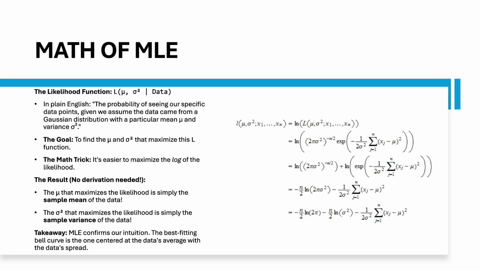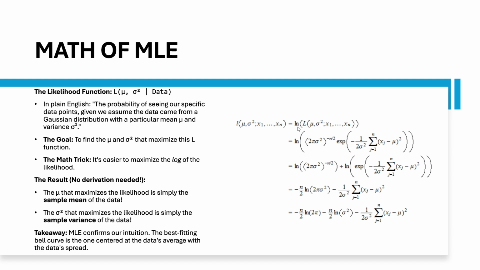So what is the math behind MLE? I know this may look very complex and very big, but you just need to understand how it generally works. You're just trying to find the likelihood, or the probability of a particular number being the estimation for a particular distribution. So in plain English, the probability of seeing specific data points, given we assume the data come from a Gaussian distribution with a particular mean mu and a variance sigma squared. So the goal is to find your mean and variance and maximize your likelihood for your particular distribution. So this is your data. You have your mean, your variance, and your different points in the data.